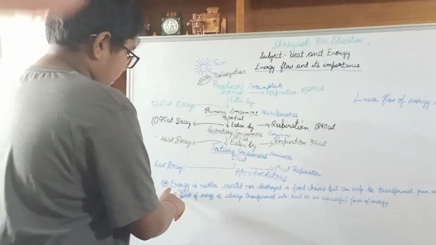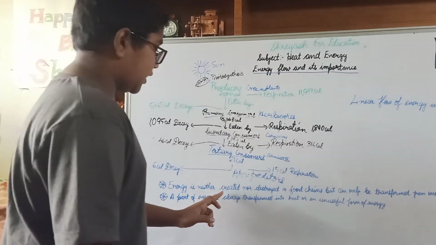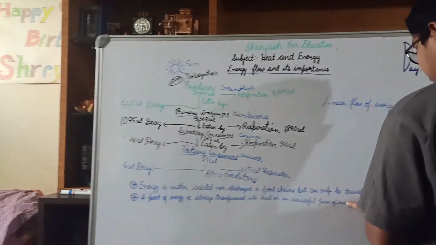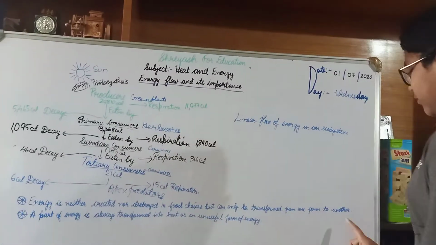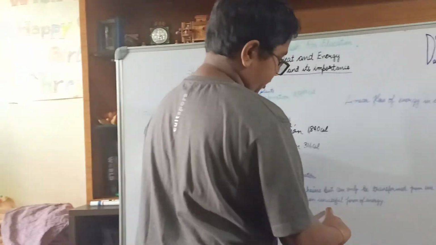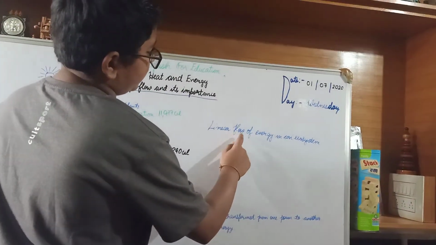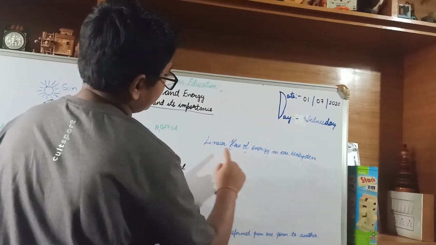So let us go through the laws once again. Energy is neither created nor destroyed in food chains but can only be transformed from one form to another, and a part of energy is always transformed into heat or unuseful form of energy. And always remember, the flow of energy in an ecosystem is linear.